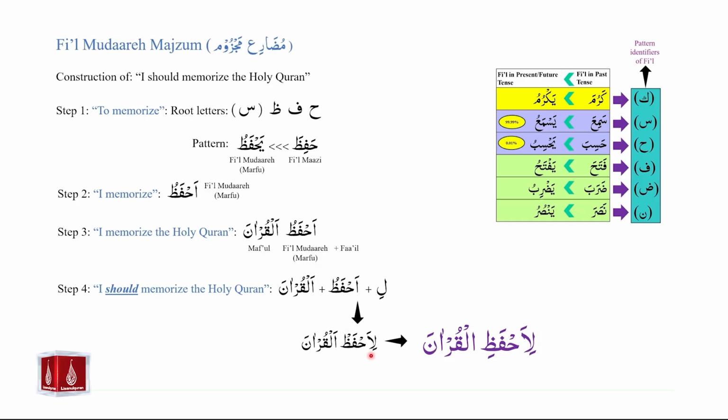What is happening here is that with the addition of laam Amr, ahfazu is becoming ahfaz. Ahfazu is fi'il mudari marfu. Ahfaz is fi'il mudari majzum. And when we read li ahfaz al-Qur'ana in continuation, we will have li ahfazil Qur'ana. Li ahfazil Qur'ana can be translated as I should memorize the Holy Quran. With the addition of laam Amr, we are converting fi'il mudari marfu into fi'il mudari majzoom, and with the addition of laam Amr, we are creating the meaning of I should.